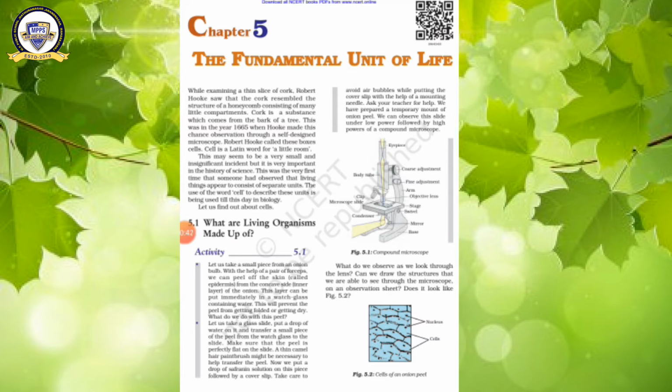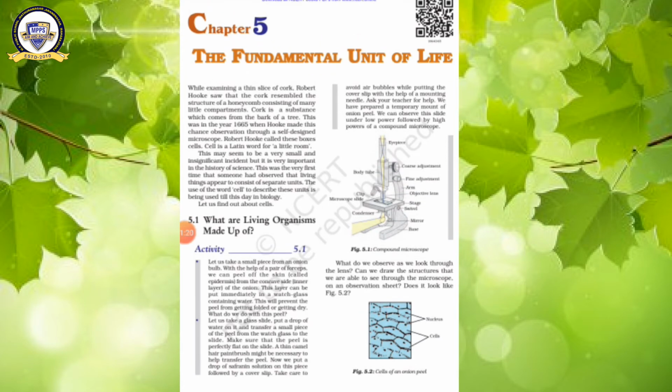In 1665, one English physicist, Robert Hooke, looked at a slice of cork through a microscopic lens and noticed some pockets in it. Robert Hooke believed these pores had served as containers for the plant juice. He called these pores cells, meaning little rooms. Cell is a Latin word also for little room.